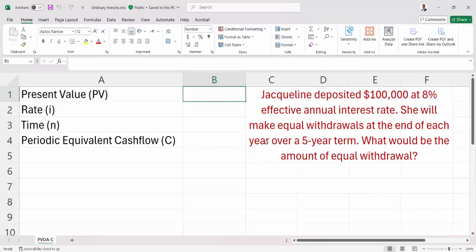So let's plug in our variables here. Our present value is 100,000. Our interest rate is 8%. Our time is 5 years.